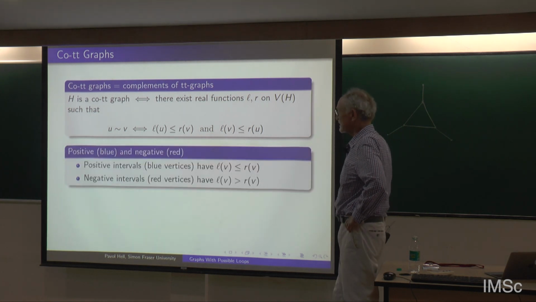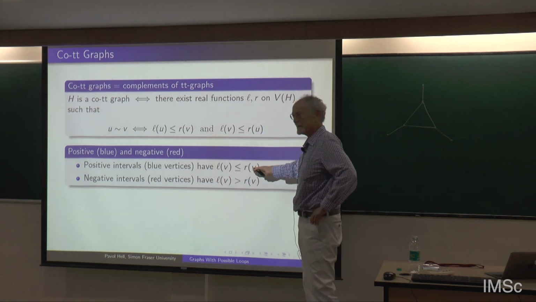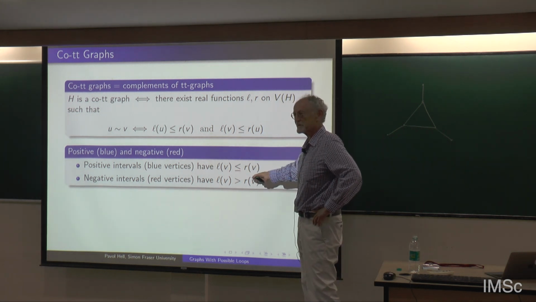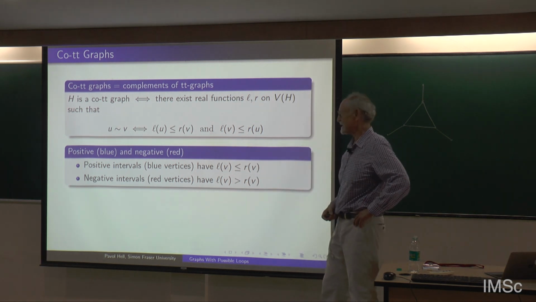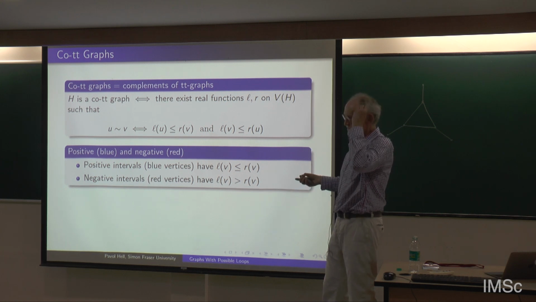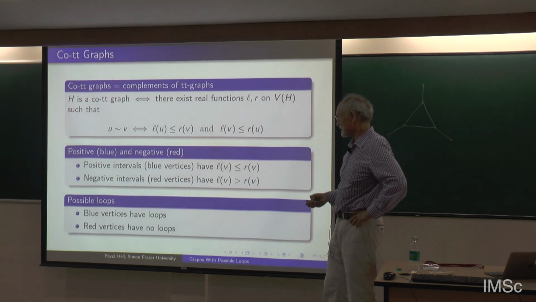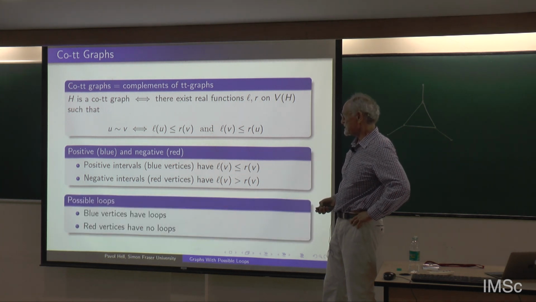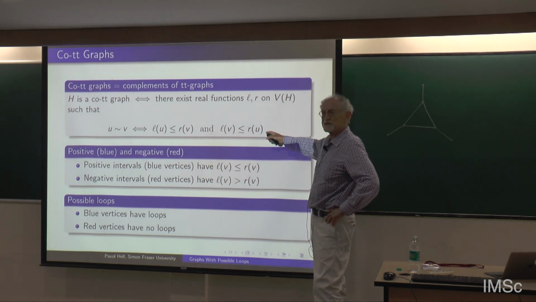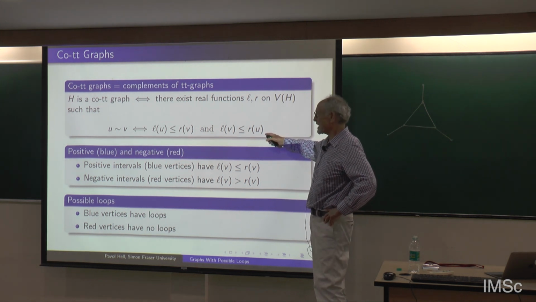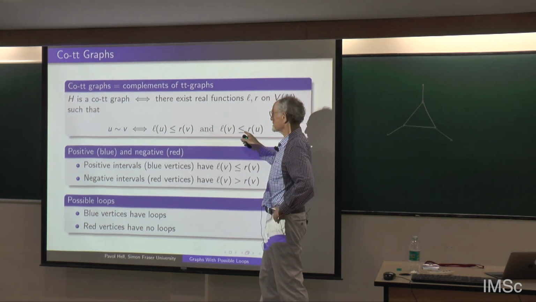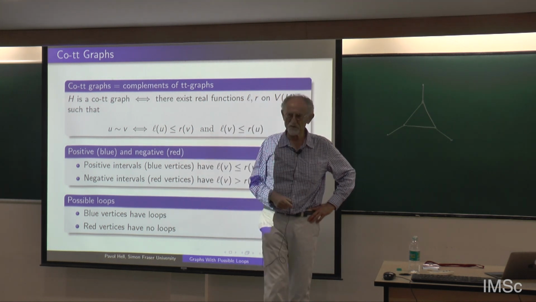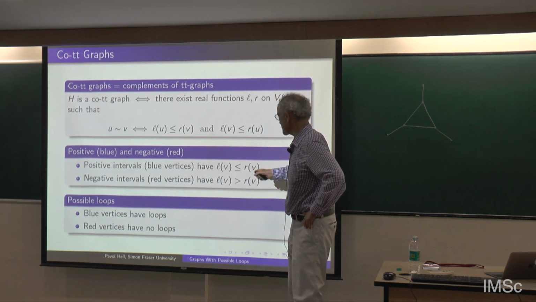So there are regular intervals that go from left to right, and then there are these weird intervals. Sometimes people draw blue vertices and red vertices, and the weird intervals, the negative intervals, have a greater L than R. And we just notice that if we again read the definition as it is written, then if you have a blue vertex, LV is less than or equal to RV, then both of these are satisfied, and so that vertex has a loop. V is adjacent to V. And if it's this way, then there is no loop.